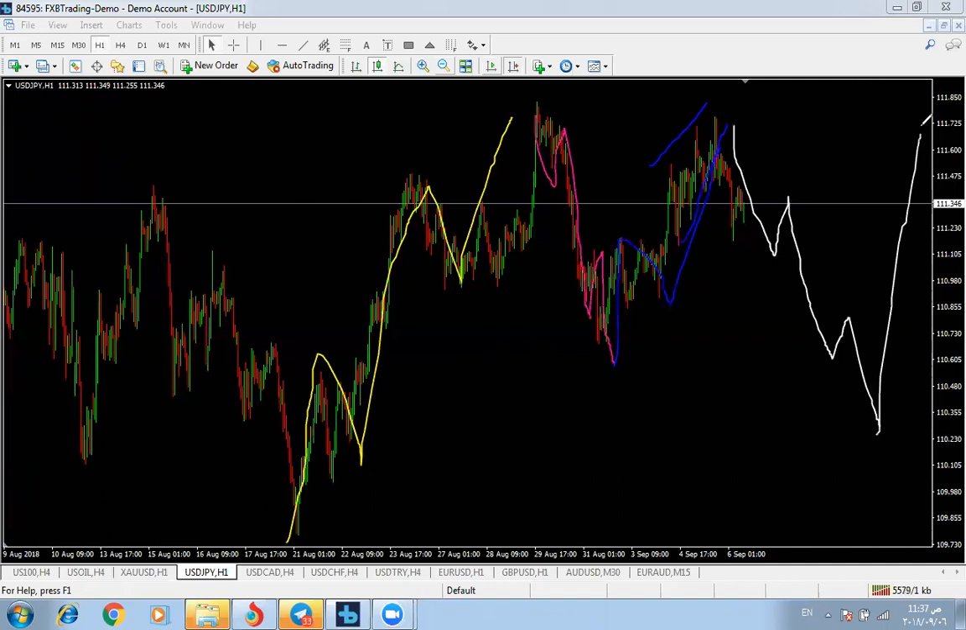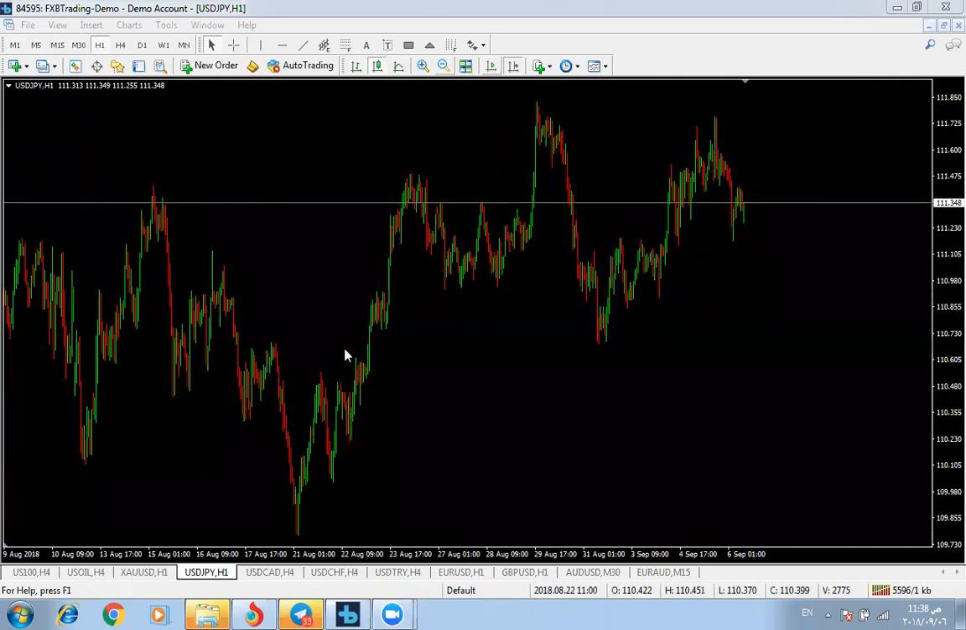Then it will kickstart strongly to the upside. That's all about Japanese yen. Let's move in to Canadian dollar.